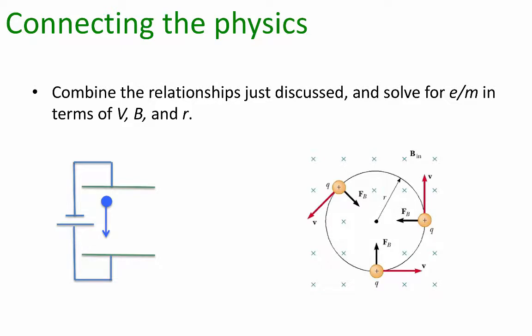All right, so your challenge now is to combine all of those relationships and solve for e over m in terms of V, B, and r.